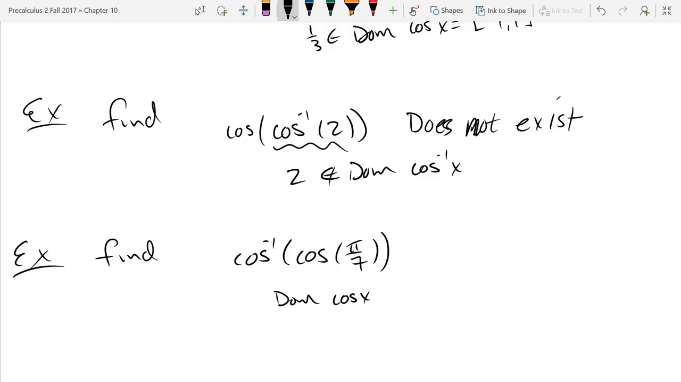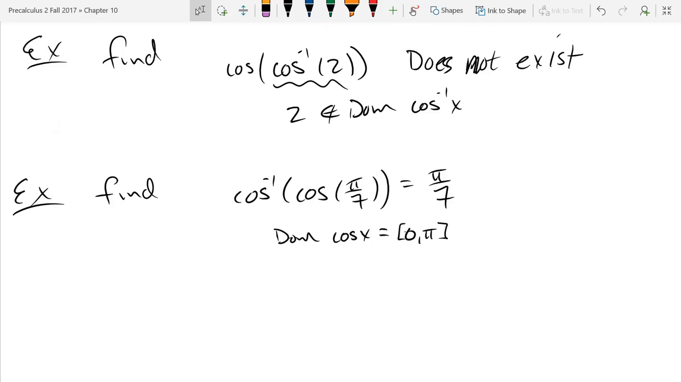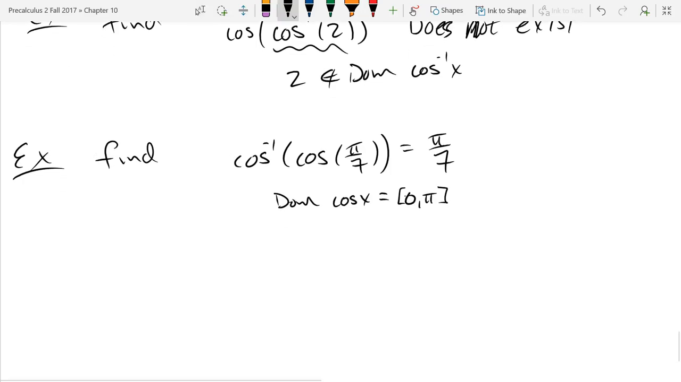So our restricted domain of cosine was 0 to pi. So pi over 7 is definitely between 0 and pi. So this is going to cancel out to just be pi over 7. So as long as your input angle is between 0 and pi, you get to just cancel them out. So now we'll go for a tricky problem.